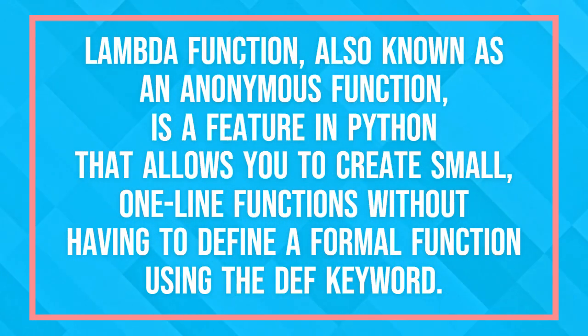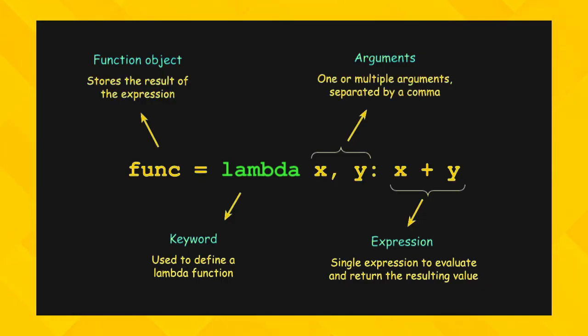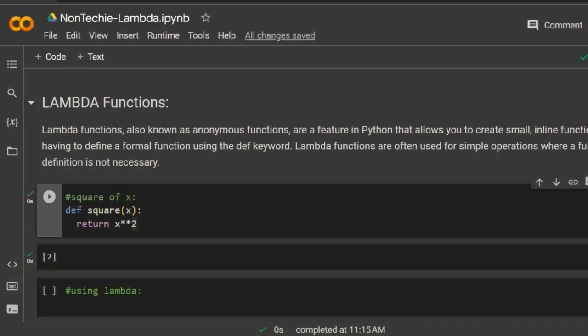Before creating a Lambda function, let us know what it is. A Lambda function, also known as an anonymous function, is a feature in Python that allows you to create small one-line functions without having to define a formal function using the def keyword. As we create a function using the def keyword, we create the Lambda function using the Lambda keyword. So let's head to the screen and see how we can use it.